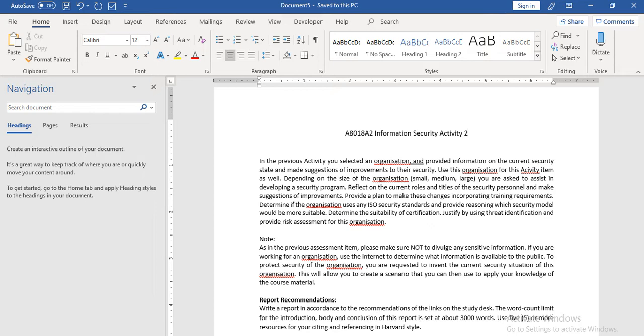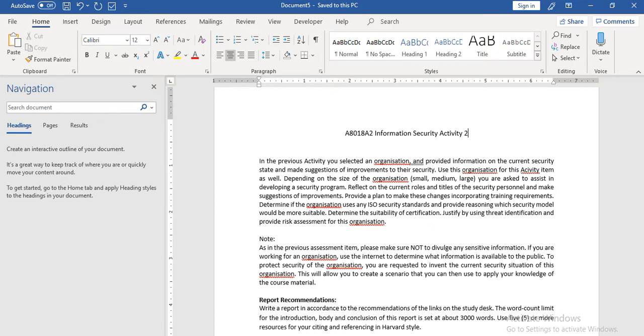Okay, if you read the first paragraph, in the previous activity you selected an organization and provided information on its current security state and made suggestions of improvements to the security. You made certain recommendations also in that activity, and using the same organization and same scenario, we will be developing this report.